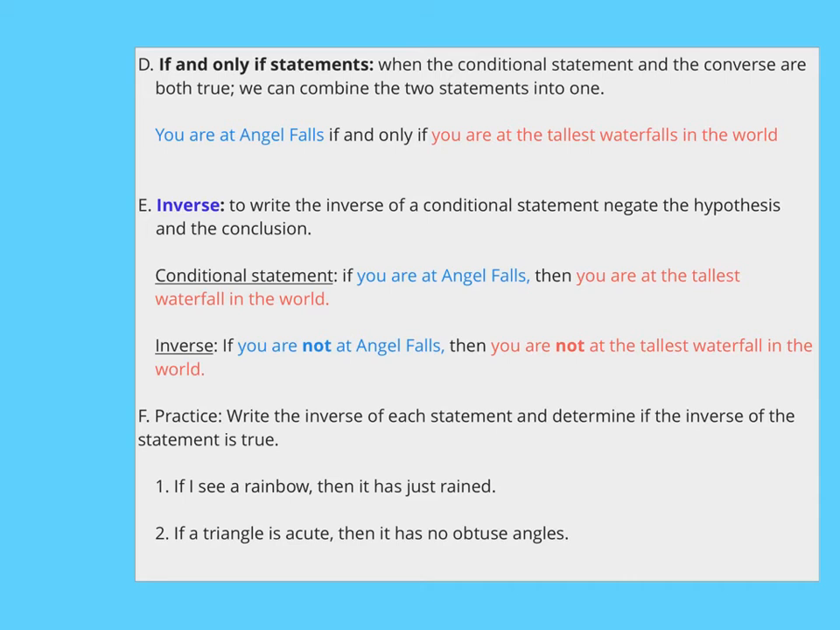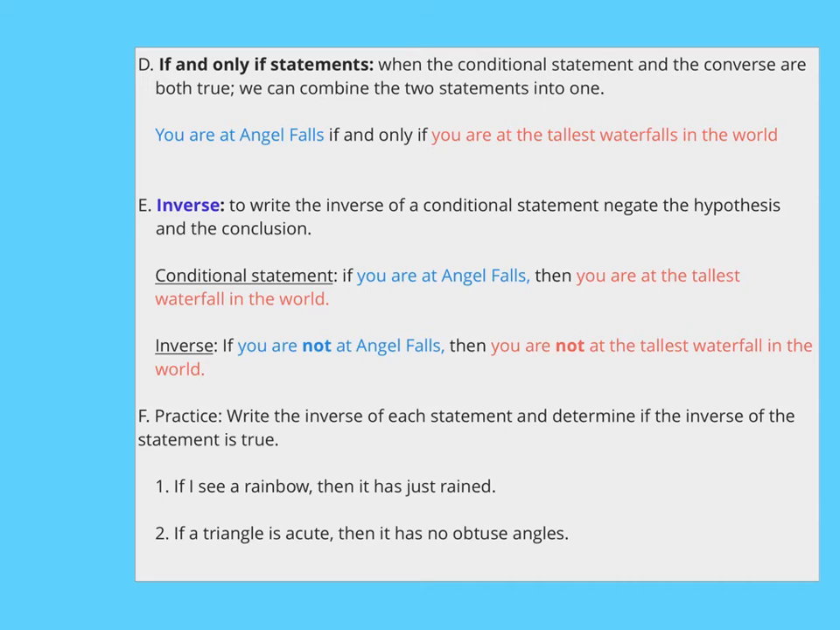The next type of statement is called the inverse. To find the inverse of a conditional statement, what you're going to do is negate the hypothesis and the conclusion. So you're negating both. So if we go back to our initial conditional statement, if you are at Angel Falls, then you are at the tallest waterfall in the world. To write the inverse, we're going to keep the hypothesis and the conclusion in the same position, and we're just going to negate them. If you are not at Angel Falls, then you are not at the tallest waterfall in the world. So let's look at an example of this.